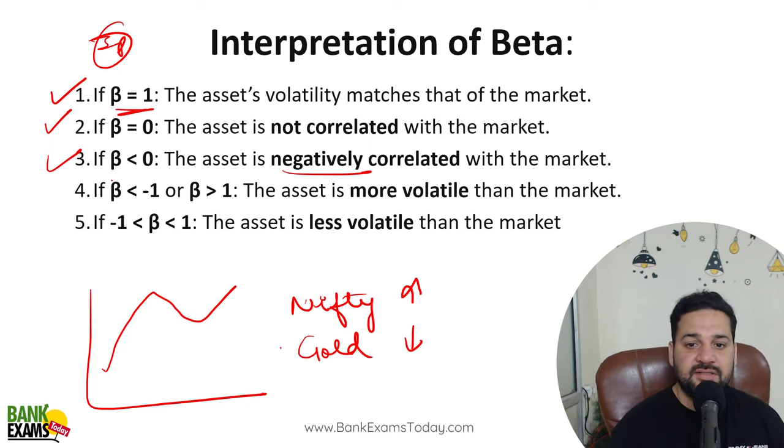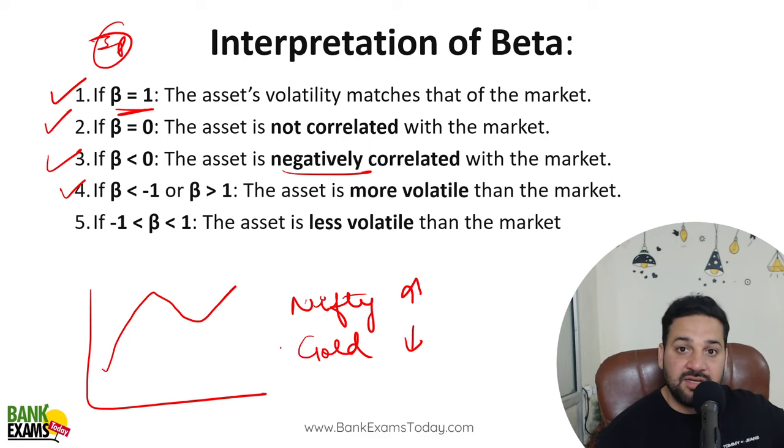If beta is less than minus 1 or beta is more than 1, the asset is more volatile than the market. More volatile than the market. Agar ek se zyada hai, to zyada sensitive hai, right? They are positively correlated. If it is minus 1, then it is negatively correlated and more volatile, right? So if the beta is between minus 1 and 1, then the asset is less volatile than the market.